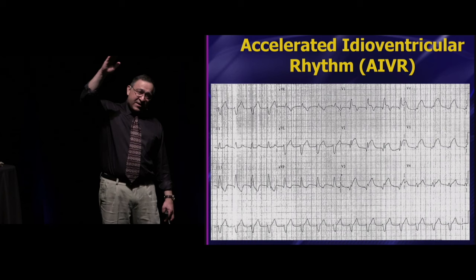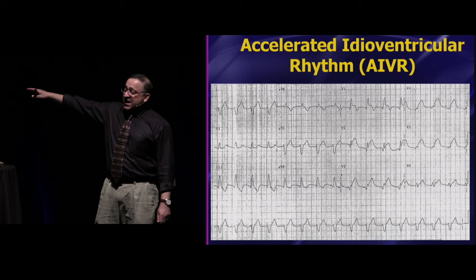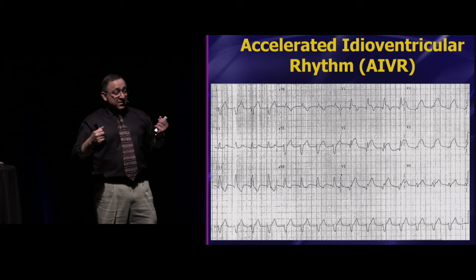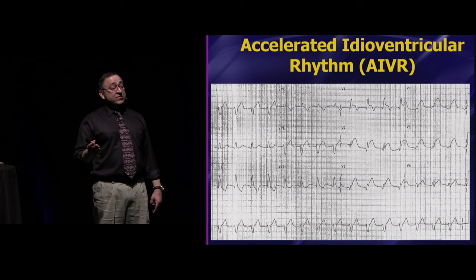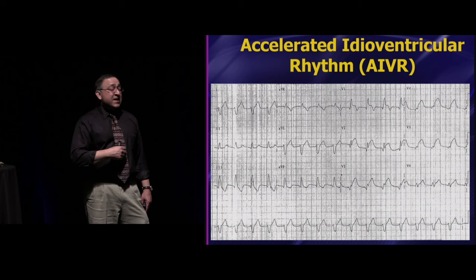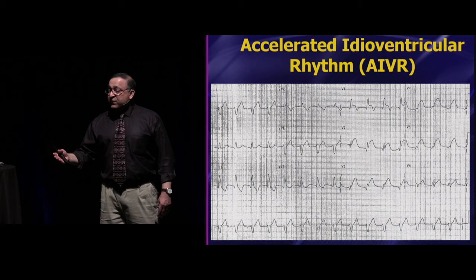They're stable. This is not a destabilizing rhythm. The patient's just chilling. They're happy. They're not unstable, they're not hypotensive, it doesn't produce chest pain, nothing. Usually lasts 5 or 10 seconds, goes away, all right? Every now and then, however, it might last 4 or 5 minutes, which is long enough for somebody to check a 12 lead and panic.